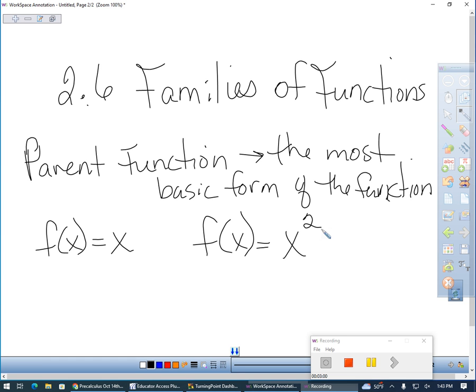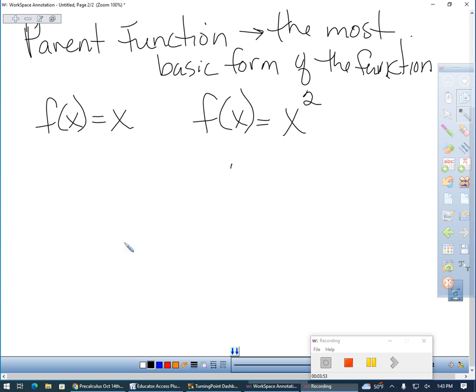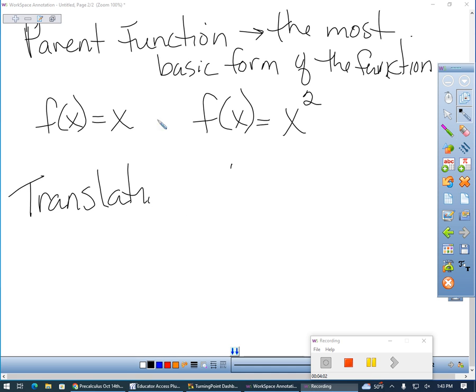It is done the same way to all parent functions, whether it's f of x equals x, f of x equals x squared, f of x equals x to the third. No matter what, the same thing happens to all of them, all right? So that's what we're going to talk about. First thing we're going to talk about is when we are translating up or down.